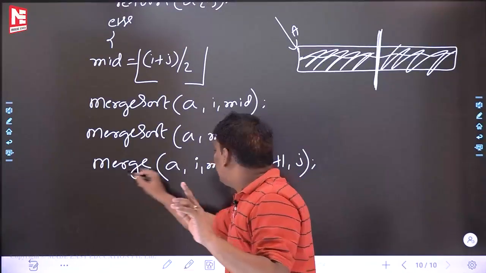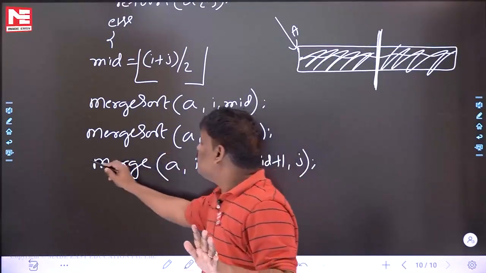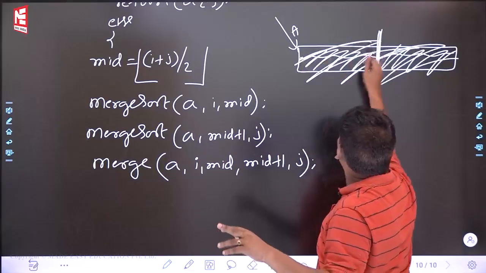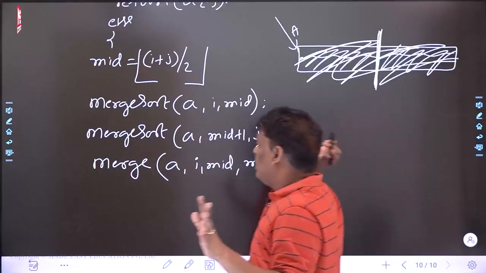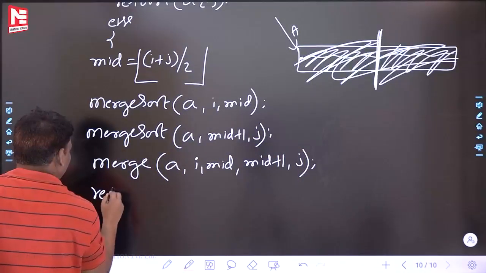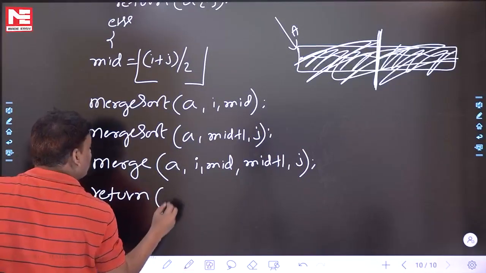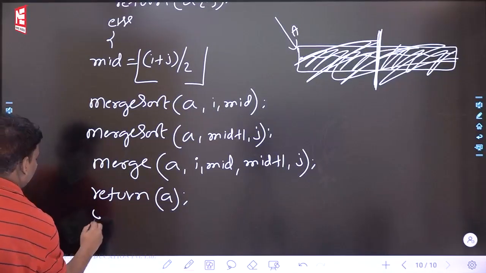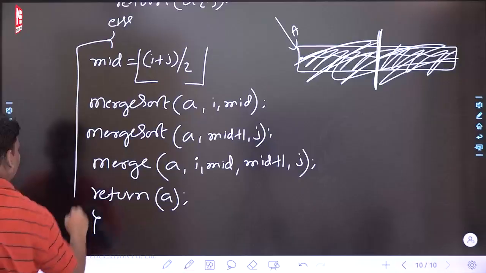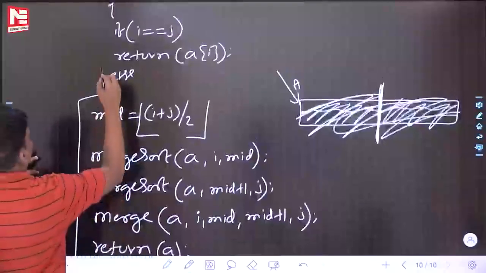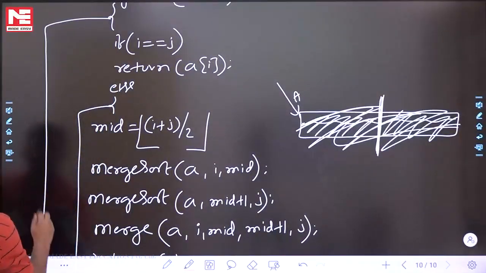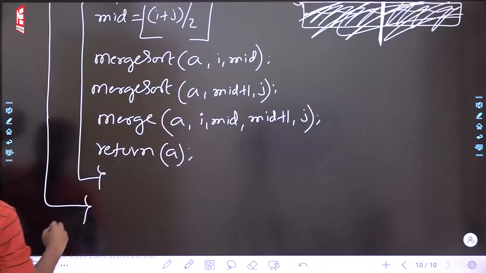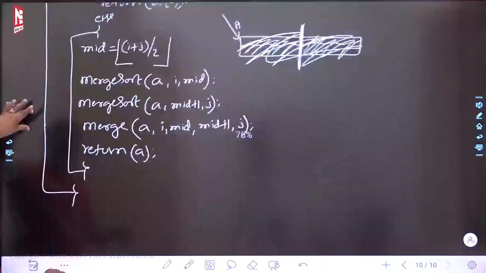Assume that this merge algorithm is done. When you say this merge algorithm is completed, the total array becomes sorted. Please be careful. Lastly, return A. This merge algorithm is over means you got the sorted array, then return the array, then the problem is completed. So, end of the else part, end of the total program. So, this is going to be the merge sort algorithm.